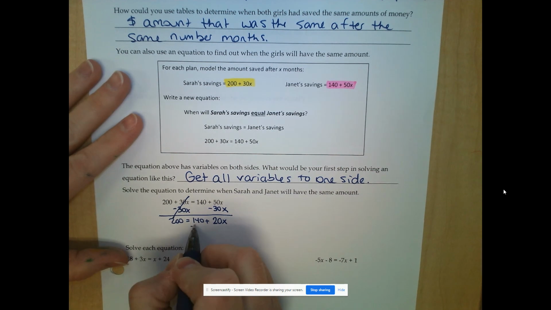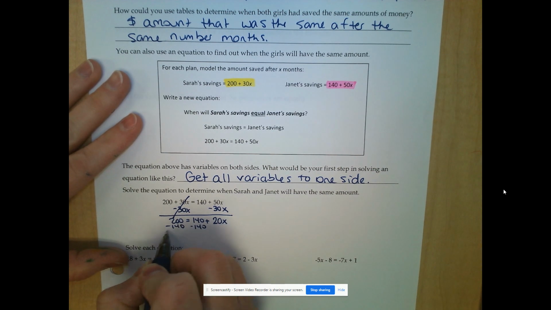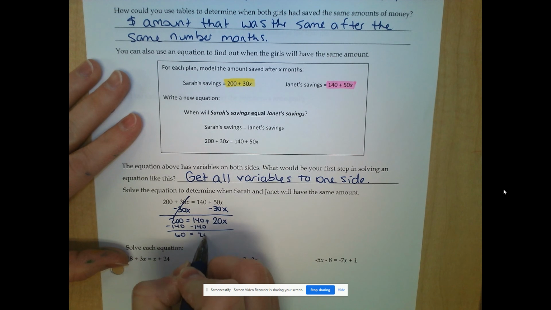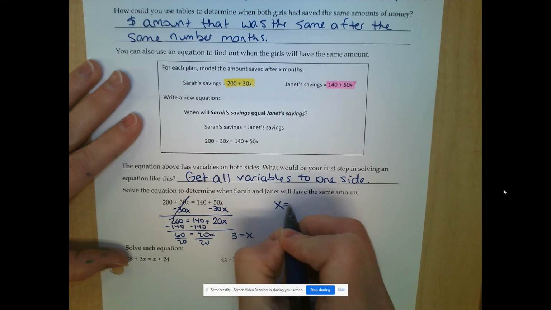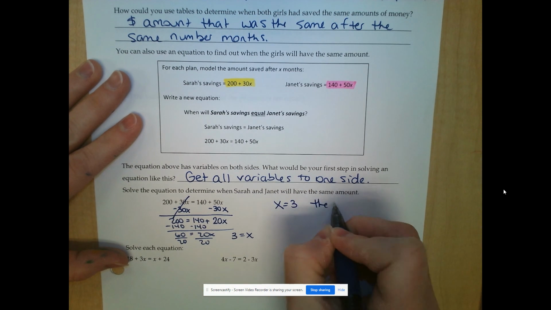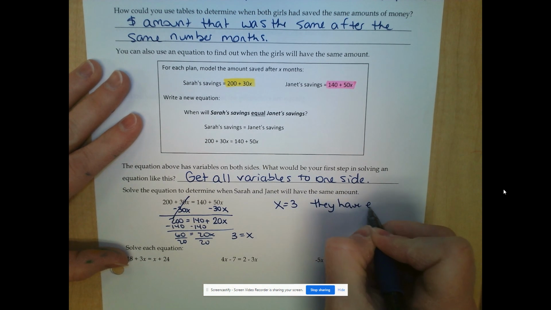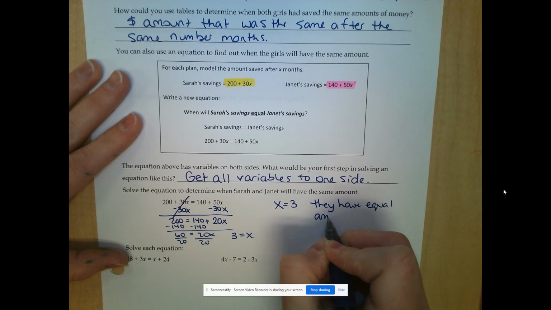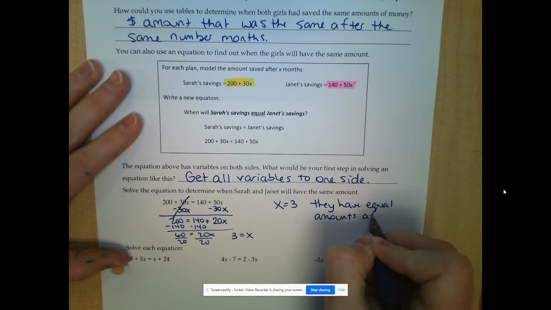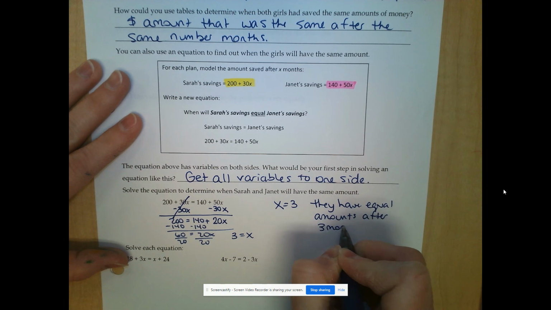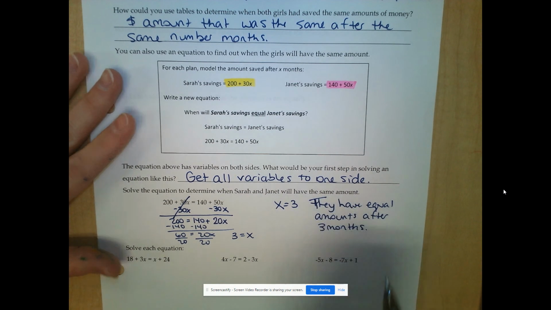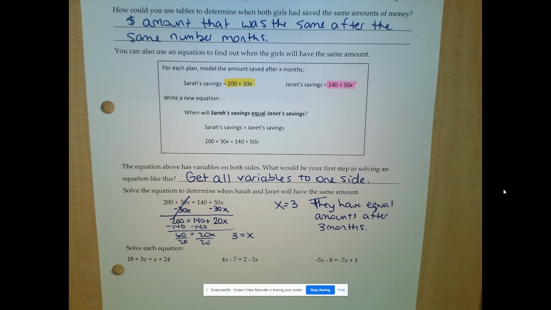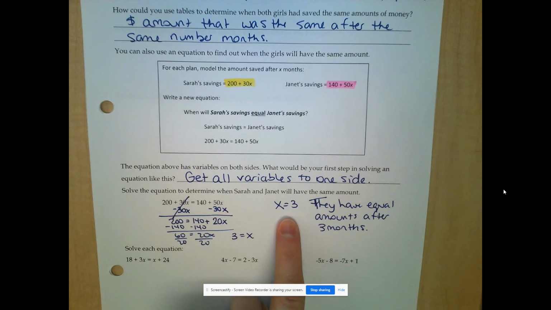Now I have a standard two-step equation. I'm going to subtract 140 from both sides. I'm going to divide both sides by 20, and I'm going to get 3 equals x, or I can say x equals 3. They have equal amounts after 3 months. And I know that because I set them equal to each other. Now, what's funny is I don't know how much they have. I just know that they have the same amount after 3 months.